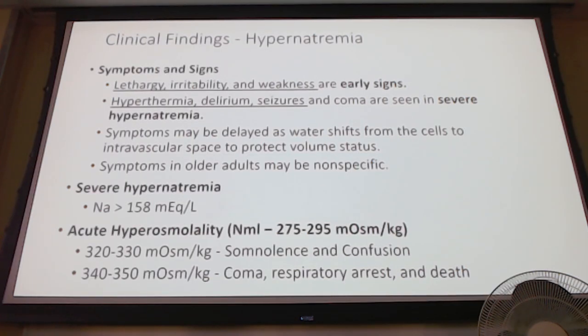Severe hypernatremia is greater than 158. And with acute hyperosmolality, so normal is 275 to 295. If you're 320 to 330, you're going to be pretty somnolent and confused. Okay, you're really concentrated. Even more concentrated, you're going to have coma, respiratory arrest, and death. Okay, these are why we teach these, because it is super important to try to catch these before they get to these severe cases. Okay, because both ends of the extremes end in death.